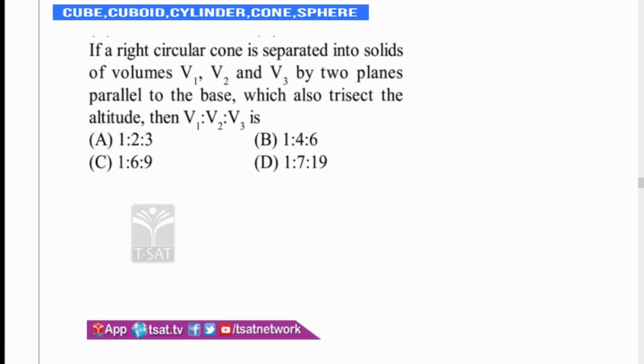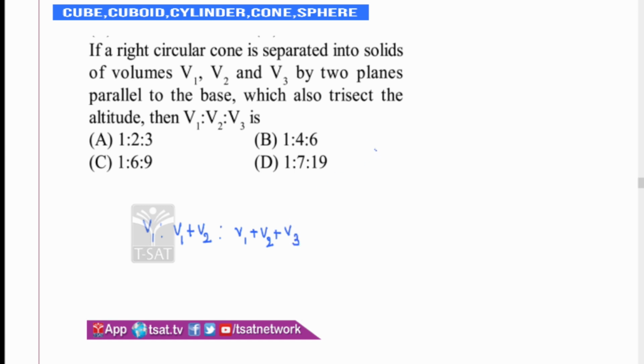Now look at this one. If right circular cone means the height of the cone is perpendicular to the base. Given a cone is separated into solids of volume V1, V2, V3 by 2 planes parallel to the base, which also trisects the altitude, then V1 is to V2 is to V3. I told you yesterday, this is by using the similarity of triangles when I was actually explaining the properties of cone. So if you look at, I told you this V1 is to V1 plus V2 is to V1 plus V2 plus V3.